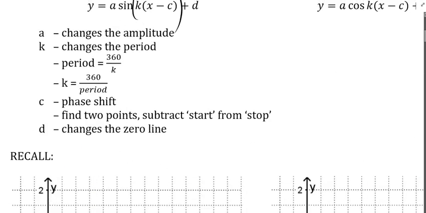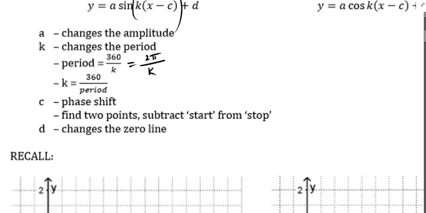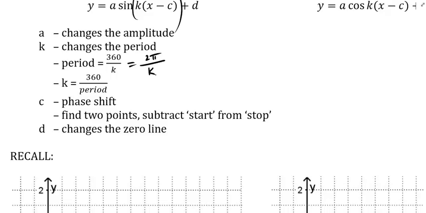What does the k do? It changes the period. Remember, you have to remember these little formulas. To find the period, you take 360 and divide by, or that should be in radians, 2 pi divided by k, right? That's how we used to do it, 360 divided by k, but 360, 2 pi, same thing. So 2 pi divided by k if you're given the k value. If you're trying to find the k value, then I would take 360 and divide by the period. So I'd have to know the period, figure that out, and then I can get the k value. Or this would be 2 pi, obviously, divided by the period.